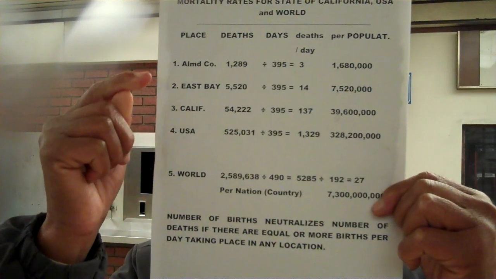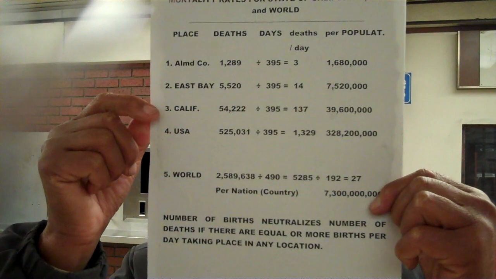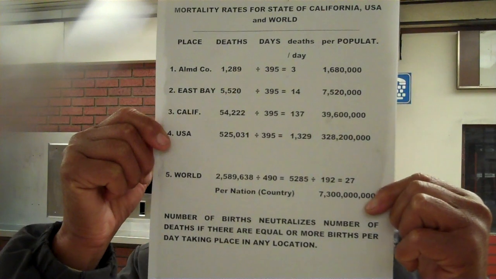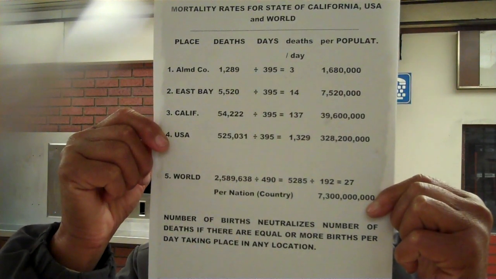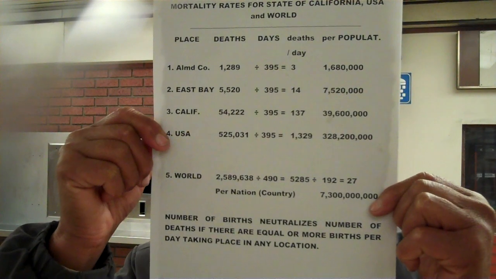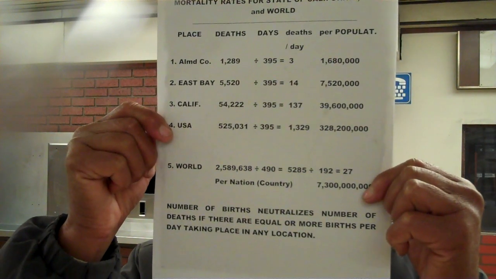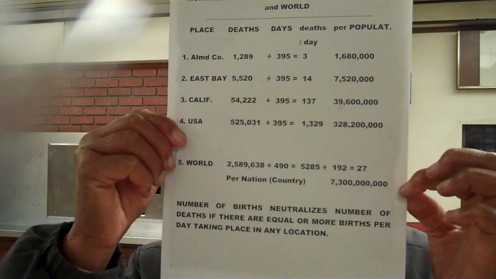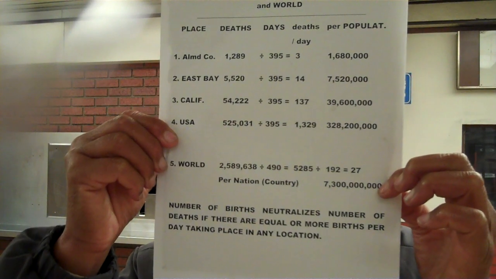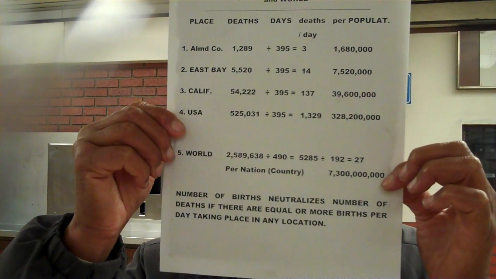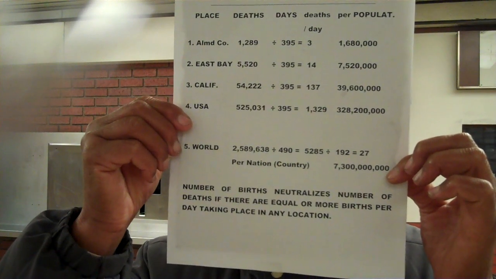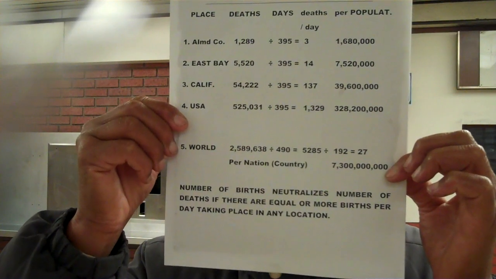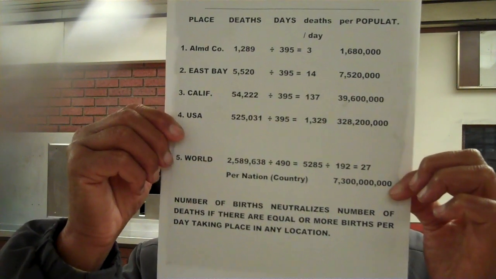And number 2, right here, is the East Bay, made of 9 counties, had 5,520 deaths divided by 395 days, which equals 14 deaths per day per a population size of 7,520,000 humans. Once again, the number of births neutralizes the number of deaths to 0 if there are equal or more births per day taking place in any location.